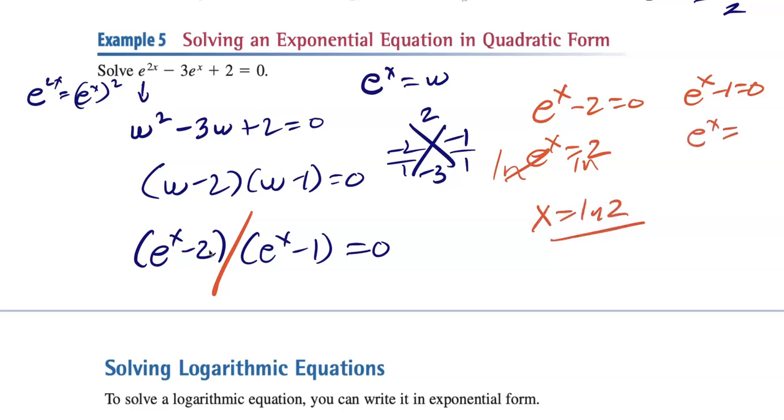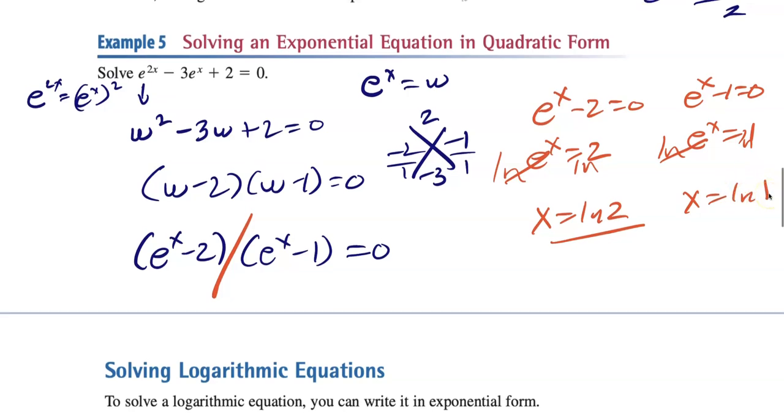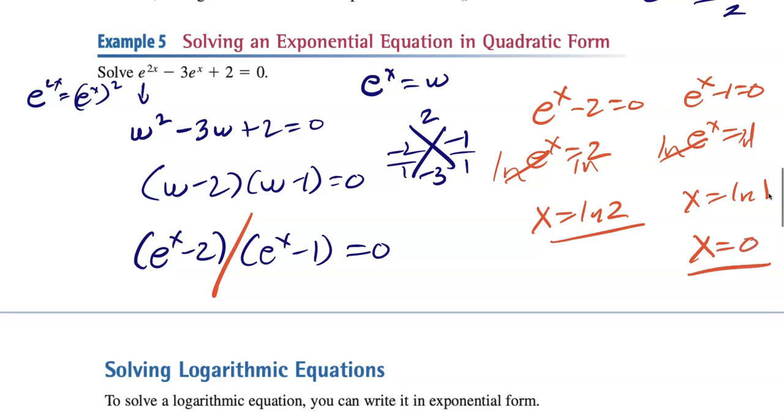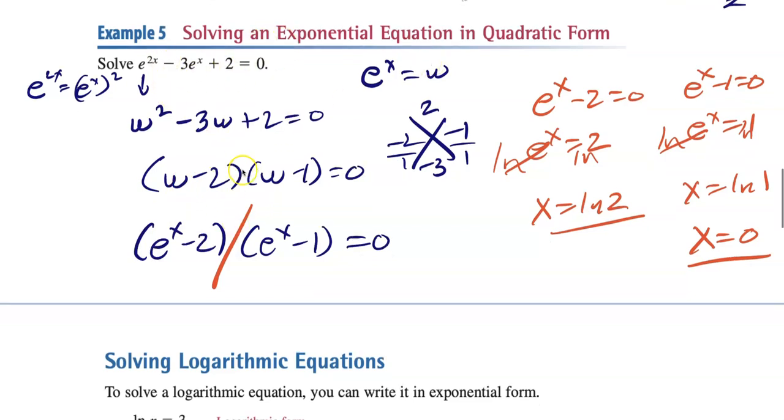e to the x equals 1 on this side. Take the natural log of both sides. x equals natural log of 1. Now we should know what natural log of 1 is. The log or natural log of 1 is always 0. Right? It's like e to what power gets me 1? It's 0. So that's how you do that. So that's a harder problem with the e to the x's, but it's the same idea. Either factor it or substitute it and then factor it.